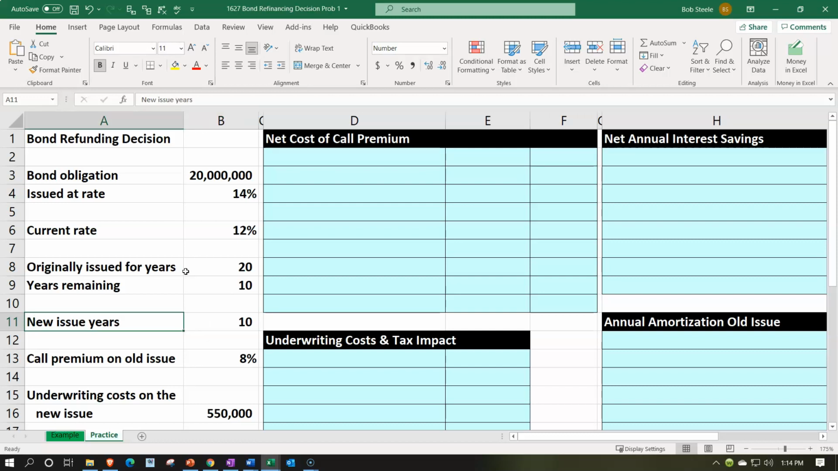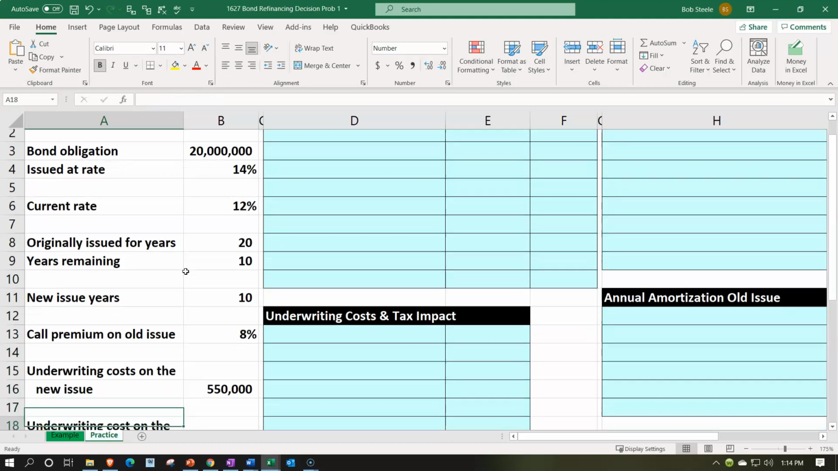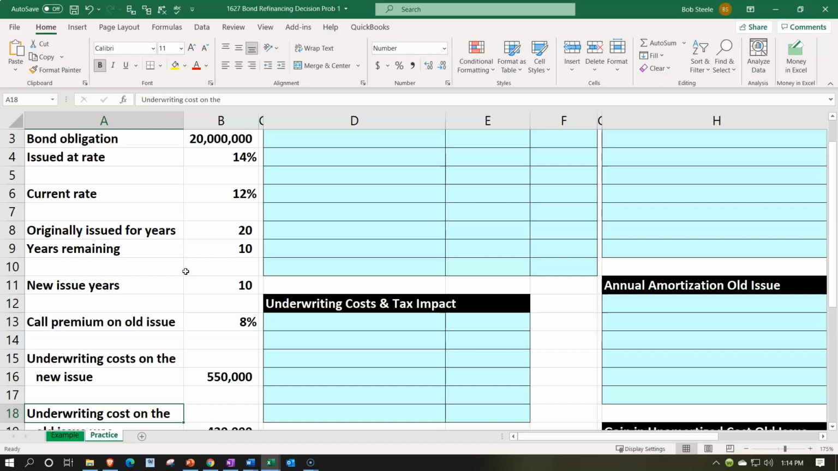So we could say, what would happen if we reissued these for 10 years at the new, current lower rate? The call premium on the old issue, in other words, for us to retire the old issue, we can call them at 8%. So we're going to have a cost there. We have underwriting costs on the new issue. It's going to cost us $550,000 to issue the bonds, basically float the bonds.